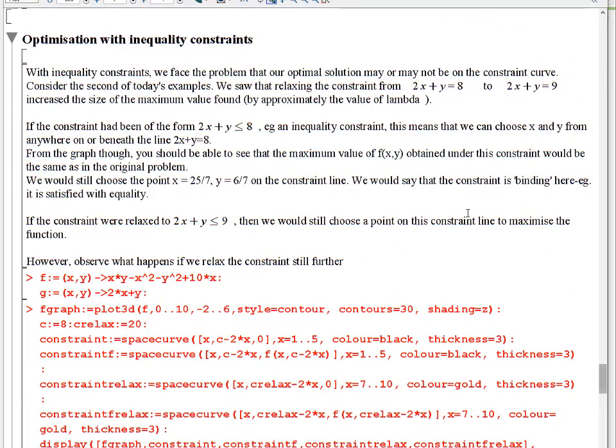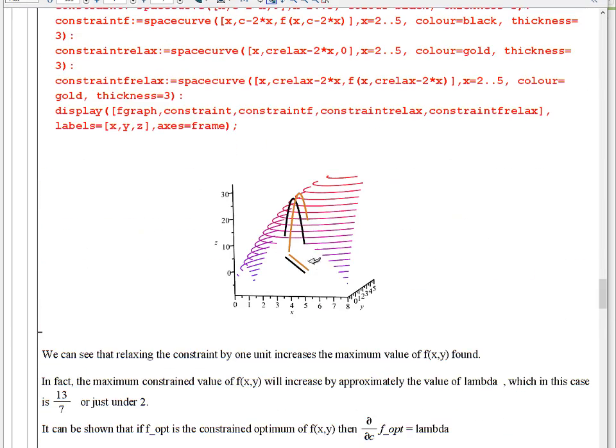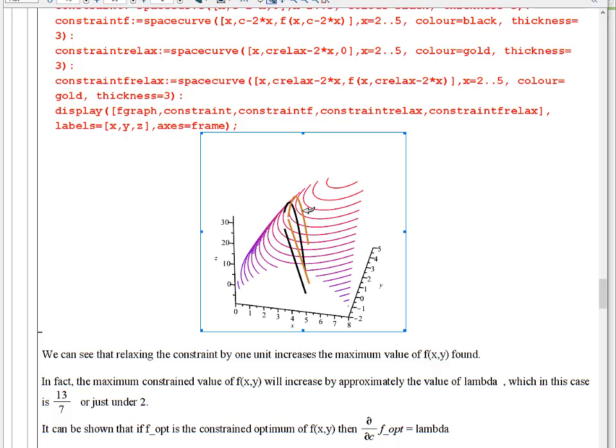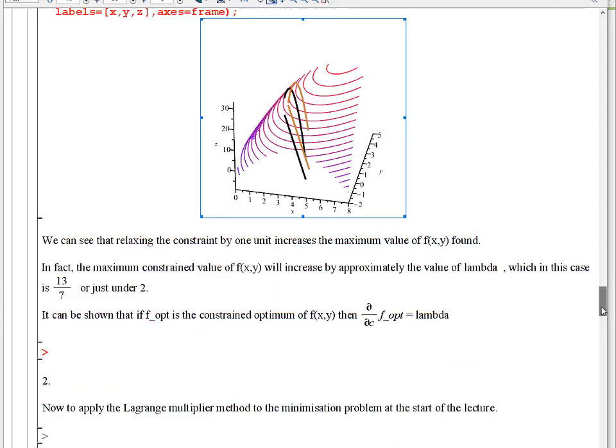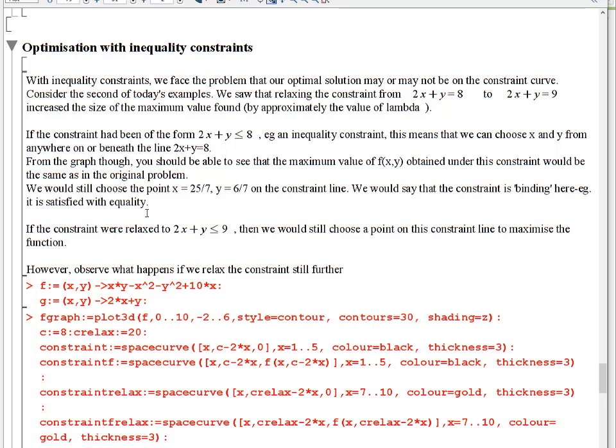And in fact, even if you went to 9, you would still want to stick with that. So if you're allowed to have up to 9, then you would go right up to the line and choose this point here. So in both those cases, we still choose the point right on the line. We say the constraint is binding, so it is satisfied with equality.